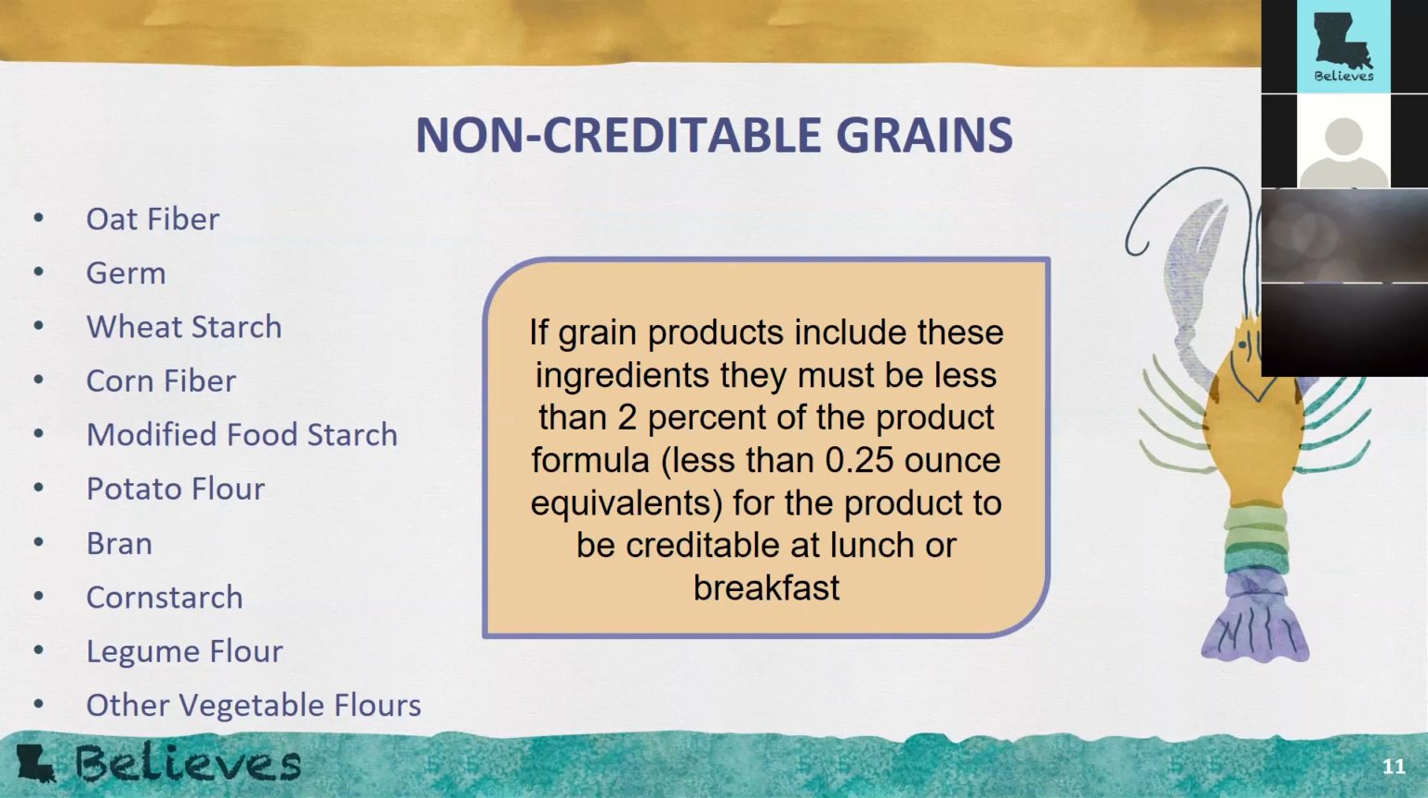Here are some non-creditable grains, and these grains don't contribute towards the meal pattern components. If purchased grain products include these ingredients, they must be present at a level of less than 2% of the product, or it has to be less than 0.25 ounce equivalent. That is equal to 3.99 grams for Exhibit A, groups A through G, or 6.99 grams for group H or I in order for the product to be creditable.